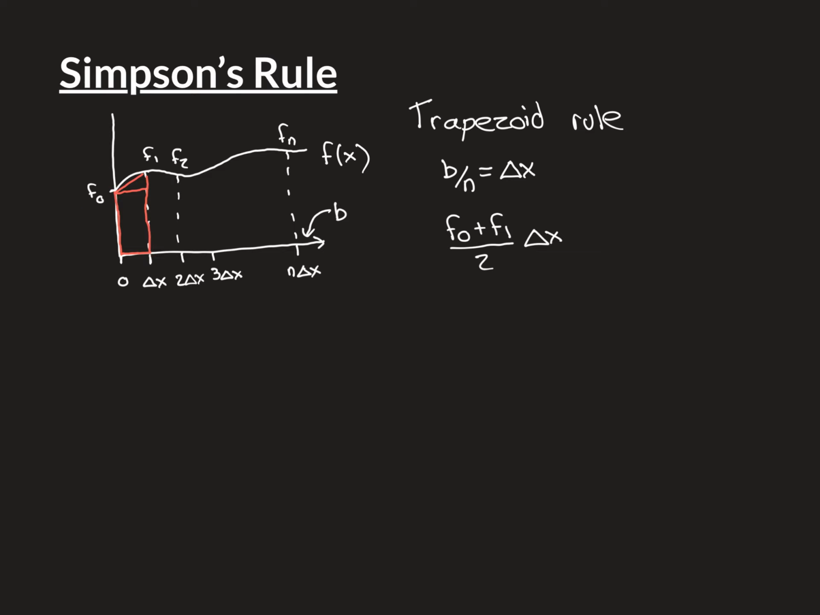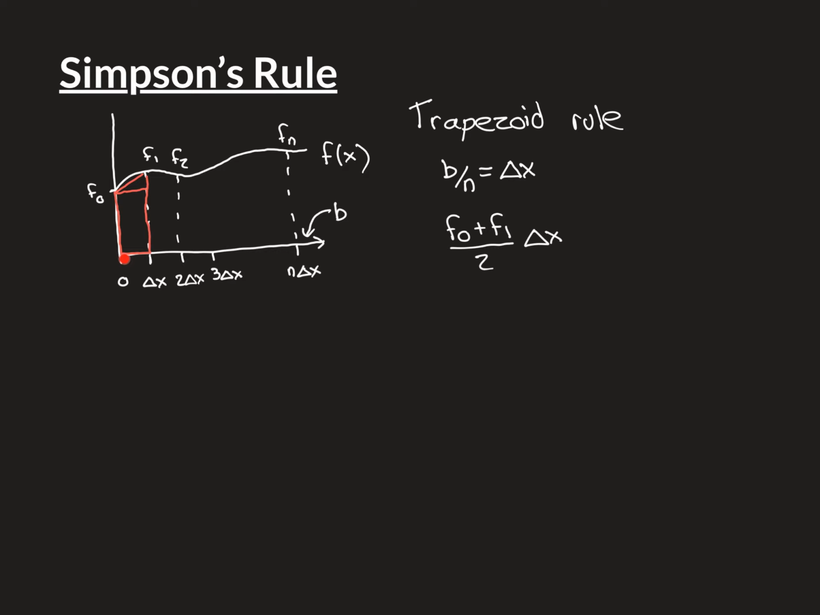For this point here, delta x, where you've gone forward 1 delta x, we're calling the value of the function f subscript 1. For 2 delta x, it's f subscript 2, etc., all the way to n delta x, where it'll be f subscript n. I hope that's clear.